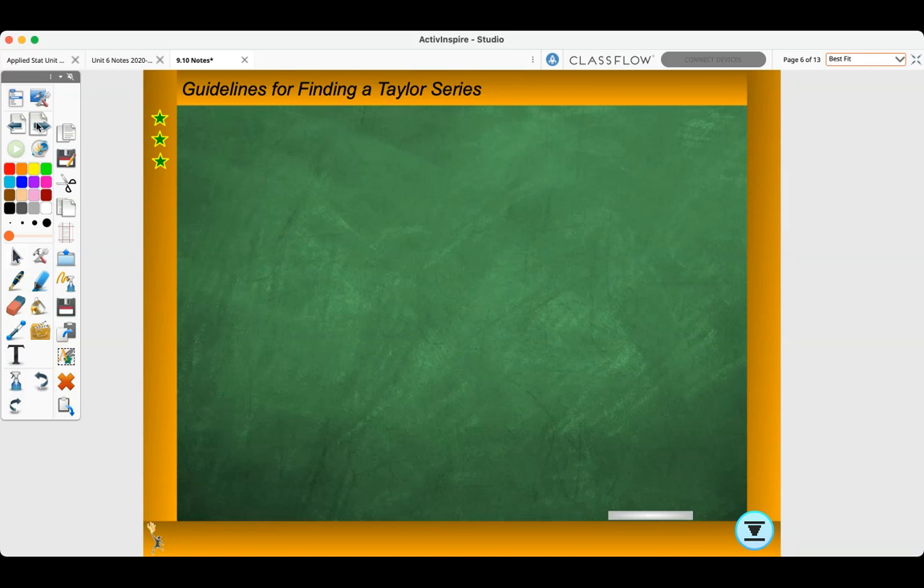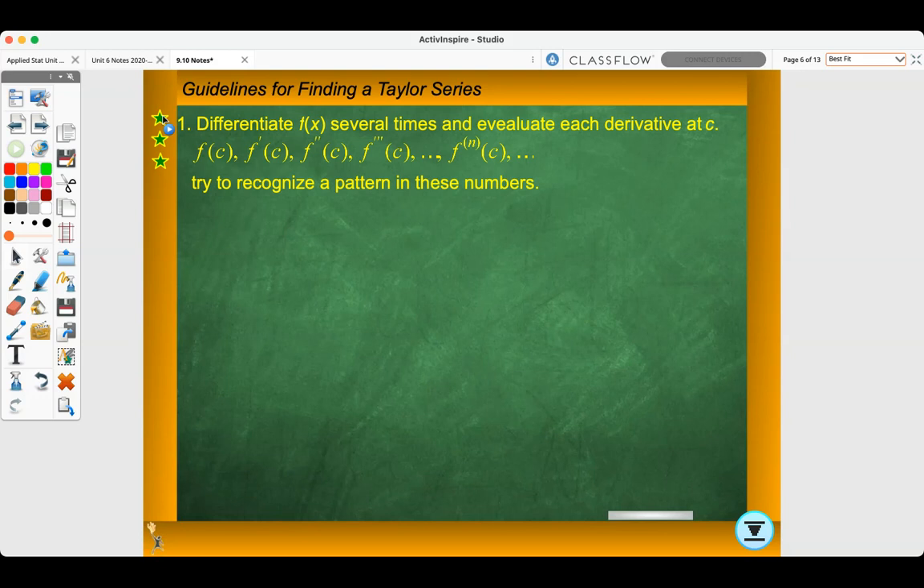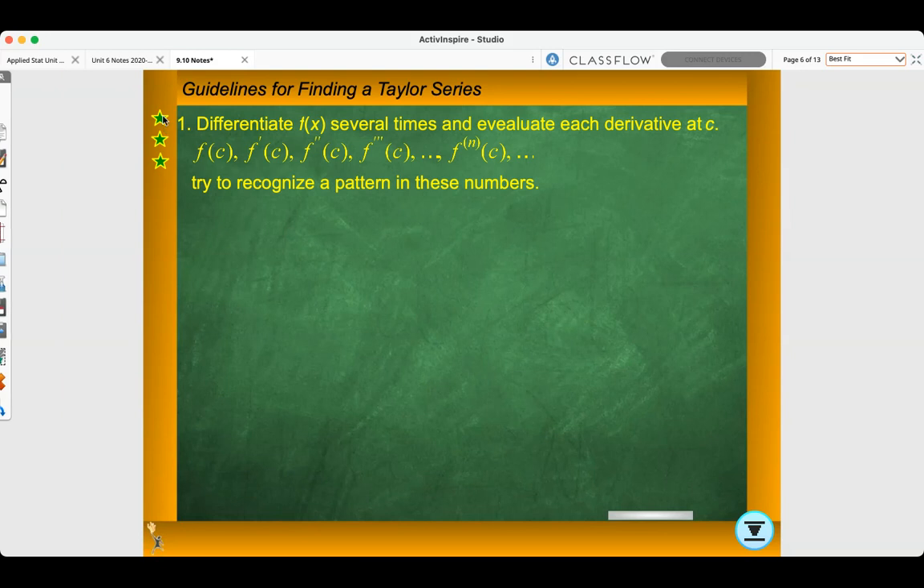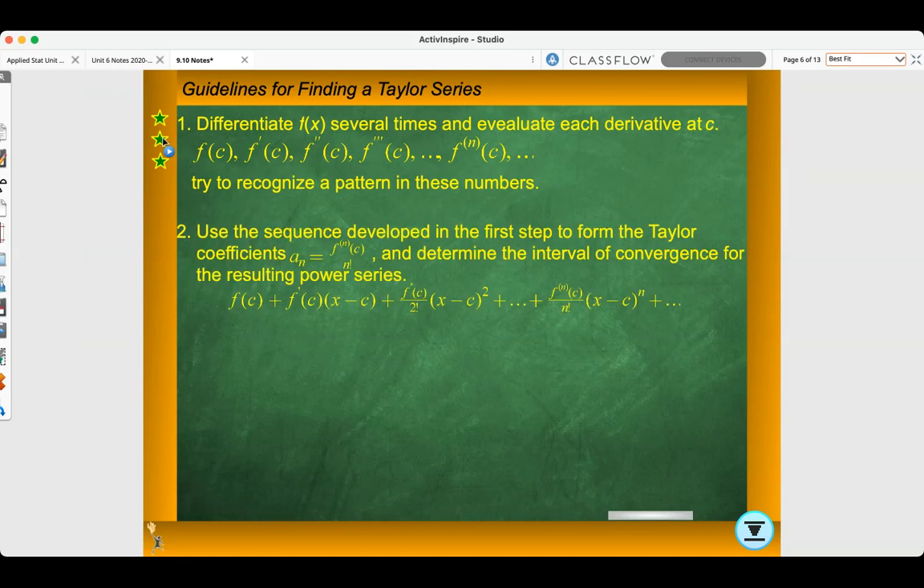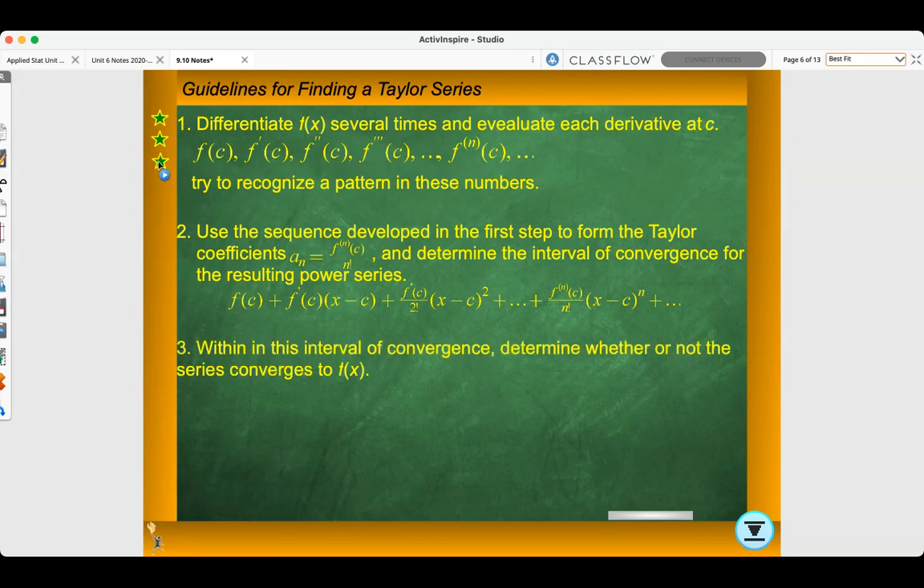So let's look at the guidelines for finding a Taylor series. 1, differentiate f of x several times and evaluate each derivative at c. Try to recognize a pattern in these numbers. So you take a derivative, you find a formula. 2, use the sequence developed in the first step to form the Taylor coefficients and determine the interval of convergence for the resultant power series. So you plug into some formula and you simplify. 3, within this interval of convergence, determine whether or not the series converges to f of x. For this one, you will have to do this.